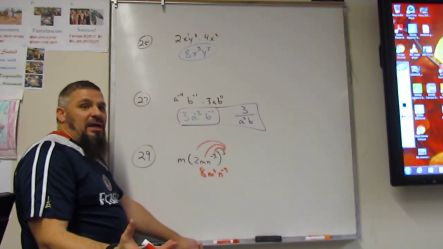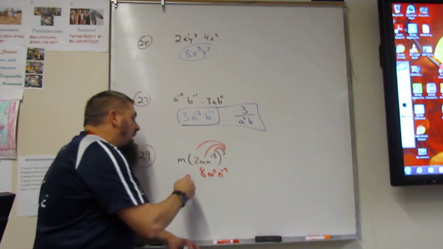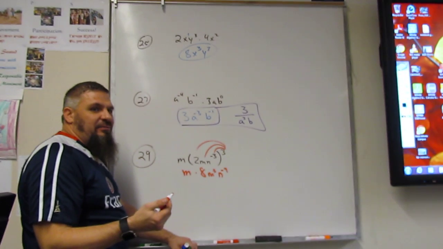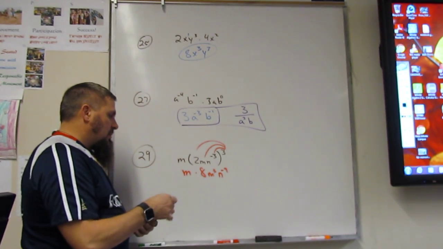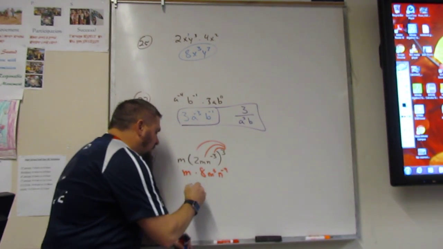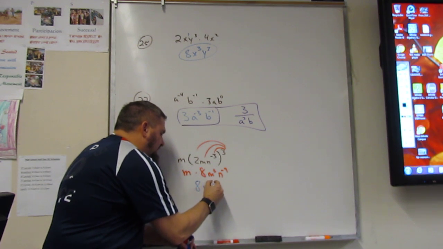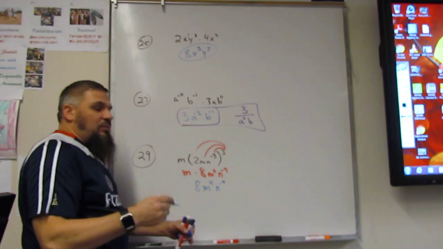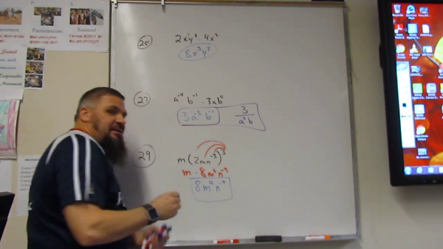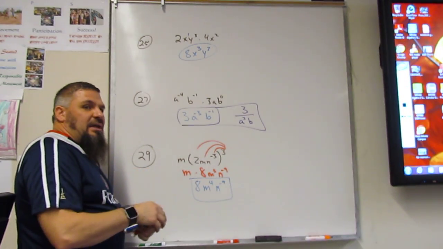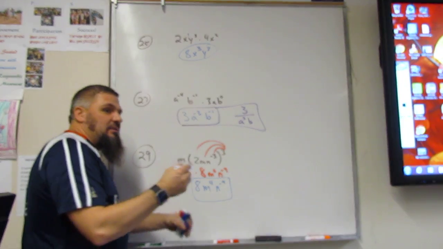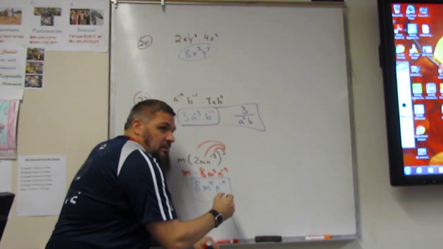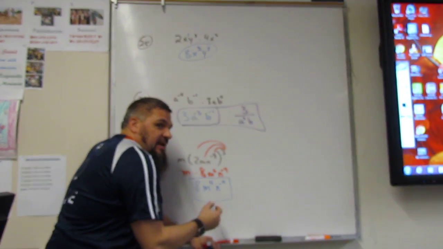Okay, so you're multiplying. Now it's m times all that. So what is that going to give you? 8m to the 4th, and n to the negative 9. Now write that as a fraction.